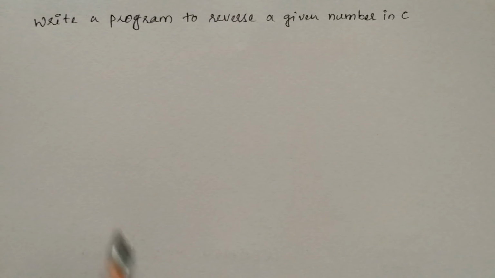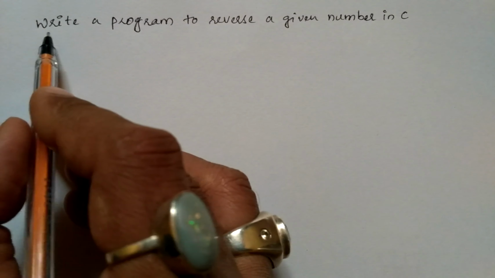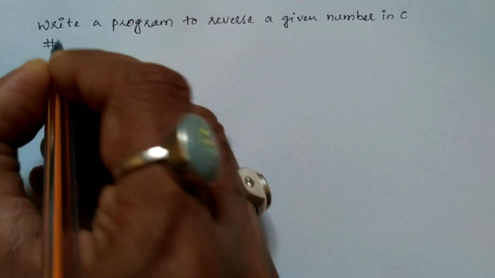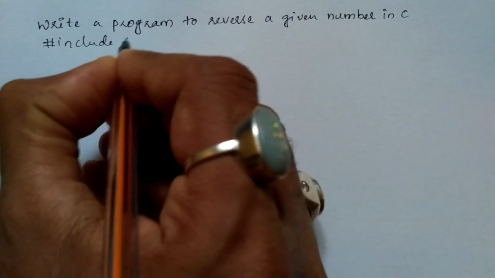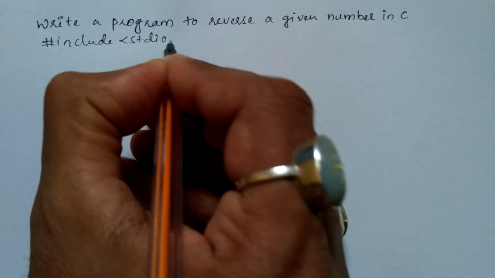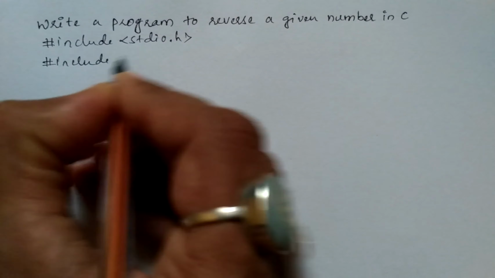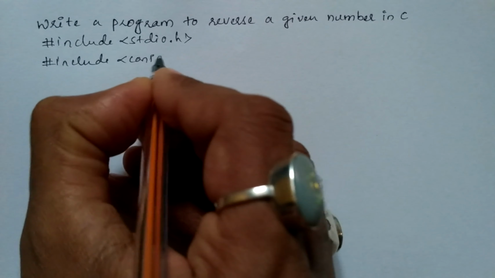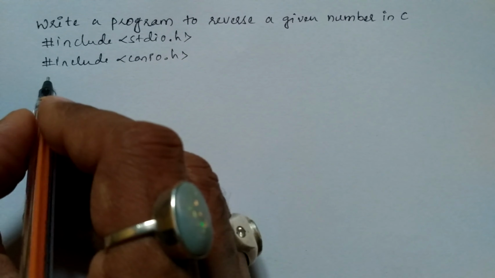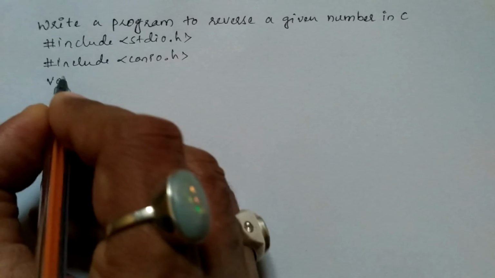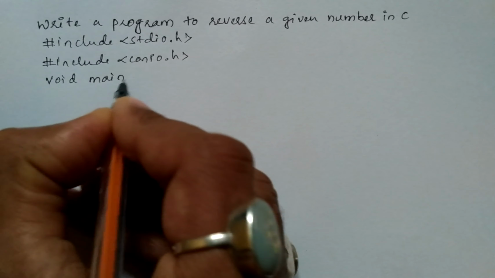My name is Hanmant Ladwa and in this video we are going to write a program to reverse a given number in C. Let us write the preprocessor directives: #include in angular braces, stdio.h header file, #include in angular braces, conio.h header file, and now we'll write the void main function.